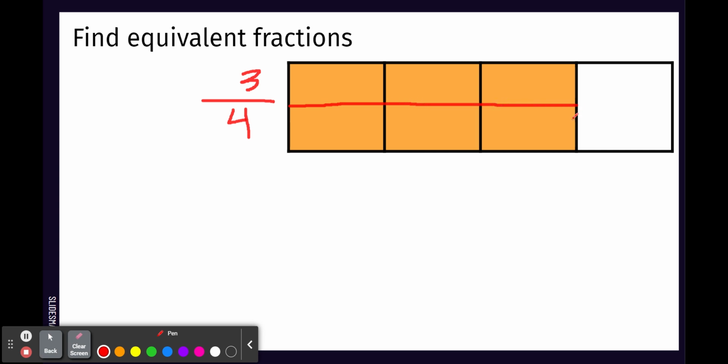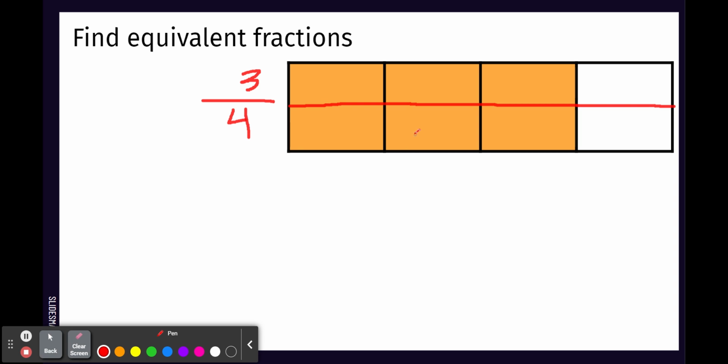into two pieces, right? Now I'm dealing with fractions, so fractions mean all of the pieces need to be the same. They need to represent the same amount. So I also have to partition my white fourth as well, right? So now I've partitioned all of my pieces. So now what is my new fraction?